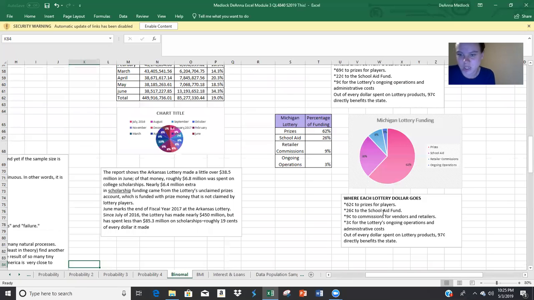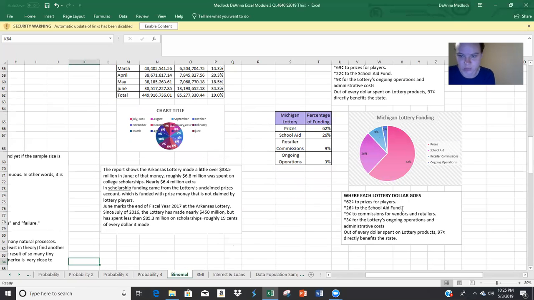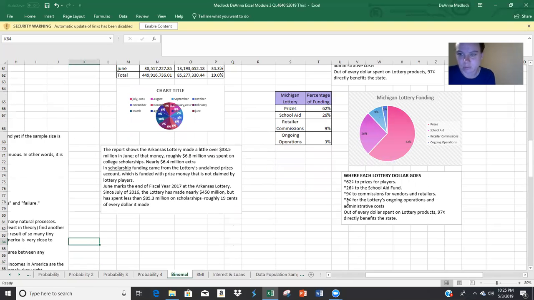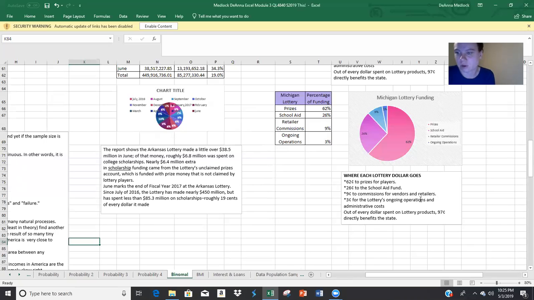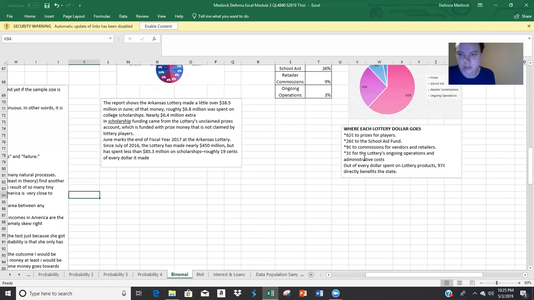I showed Michigan again: 62 cents to prizes for players, which is more, 26 cents to the school aid fund, which is a little bit more than ours, 9 cents to commissions for vendors and retailers. They actually pay commission for vendors and retailers. And 3 cents for the lottery's ongoing operations.